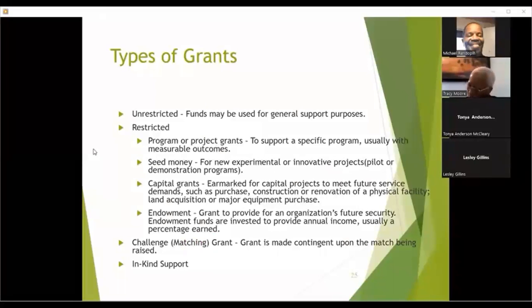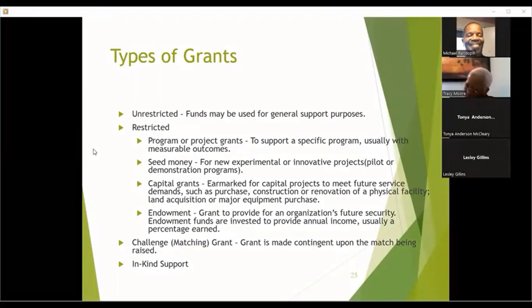So restricted grants are programs or projects that specify a particular purpose and a specific outcome. And we'll talk about outcomes a little bit later in the presentation.